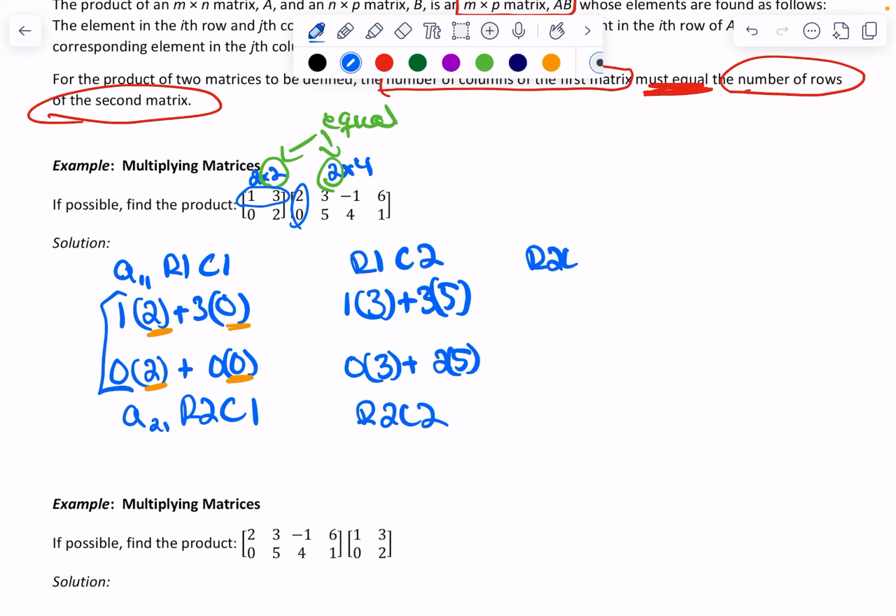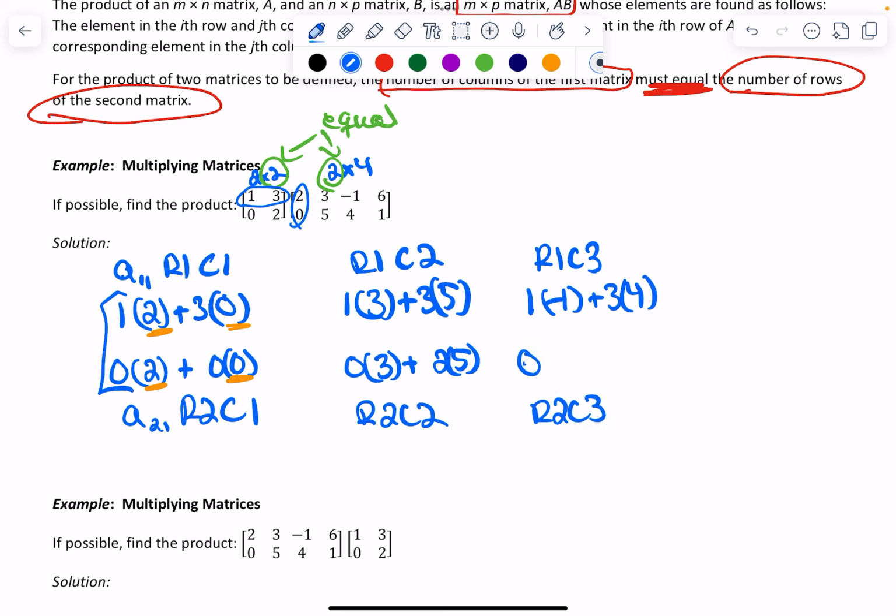Next one, oops, row 1, we're still in row 1. Now it's column 3. So 1 times negative 1 plus 3 times 4. This one is row 2, column 3. So 0 times negative 1 plus 3 times 4. Again, you want to check that these are the same. And 1 and 3, 1 and 3, 1 and 3, because it's the same row.